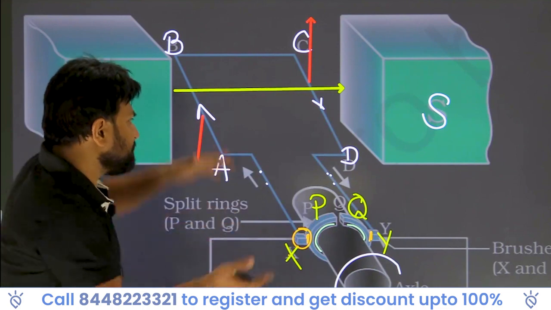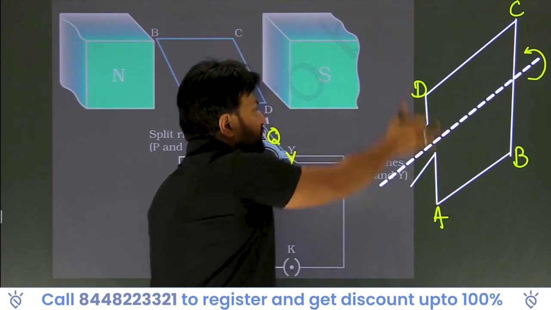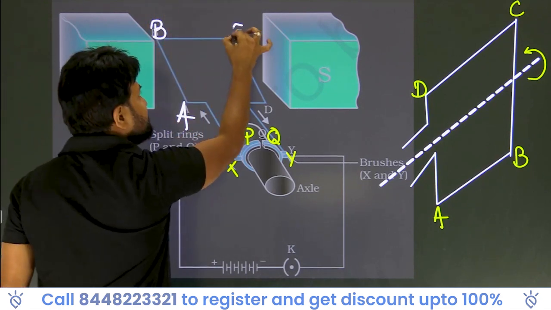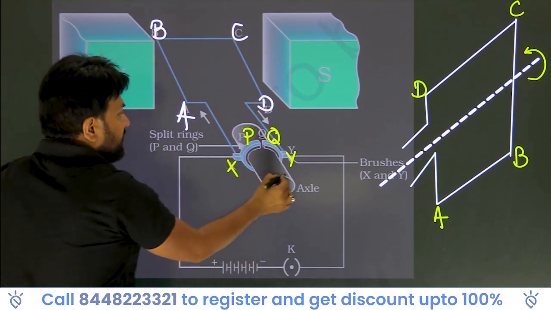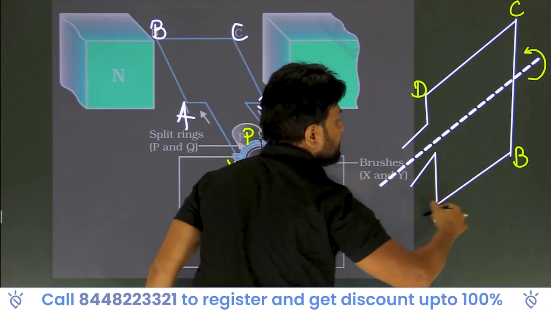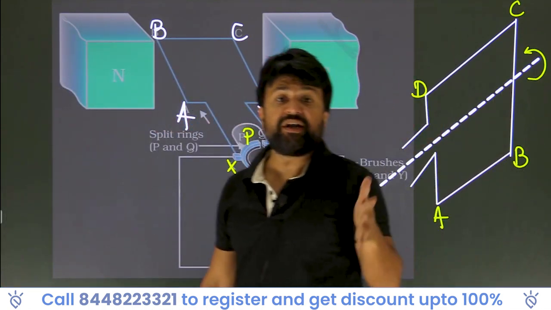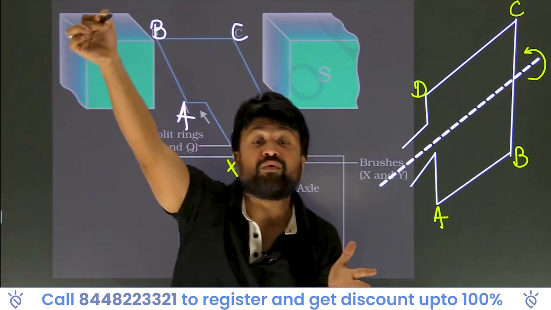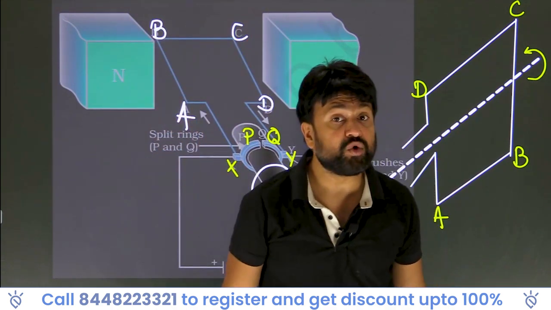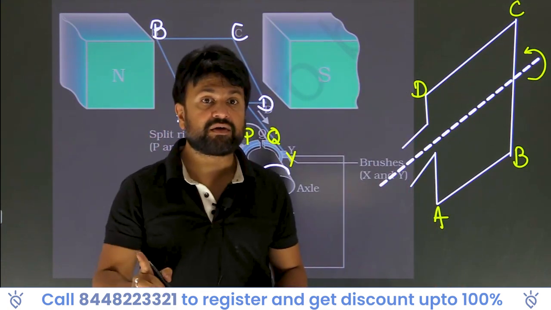When the coil rotates to a vertical position, this is A, this is B, this is C, this is D. When it rotates anti-clockwise, CD comes on the top, AB comes in the bottom. When the coil is in a vertical position, the brushes, that is X and Y, lose contact with the rings, that is P and Q, and current stops flowing, but the coil does not stop.